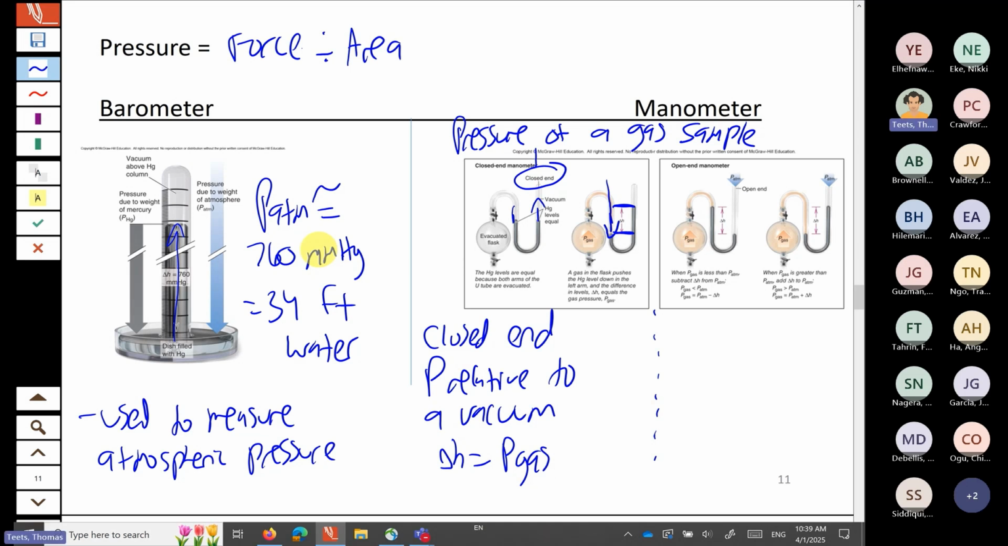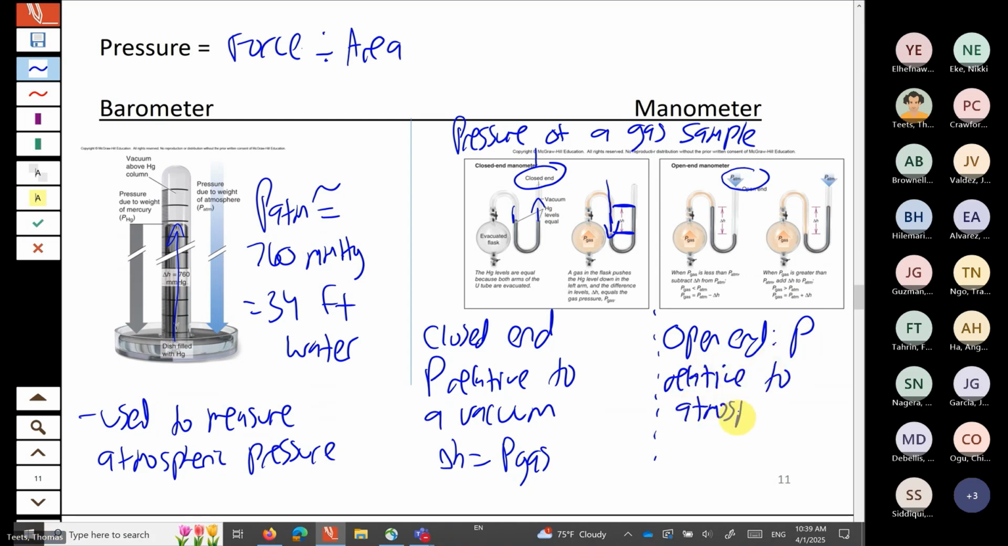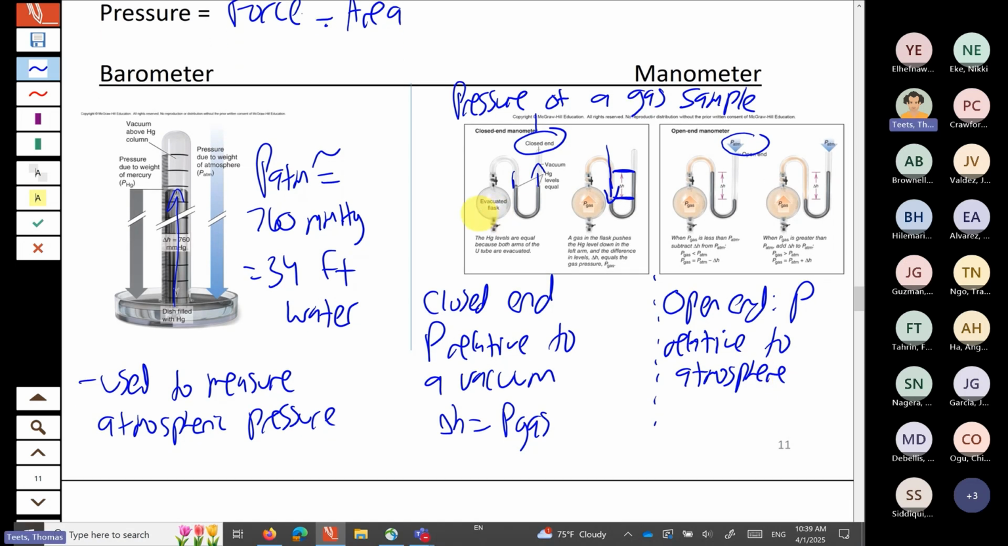Now the other type is an open-end manometer. The difference here is that this side of the tube is completely open to whatever air is around you. And so what you're doing in an open-end manometer is measuring the pressure relative to the atmospheric pressure. In this case, the gas is going to be pushing on one side of the tube, and the atmosphere is going to be pushing on the other. So there's going to be kind of like a battle between the two of which one's bigger.